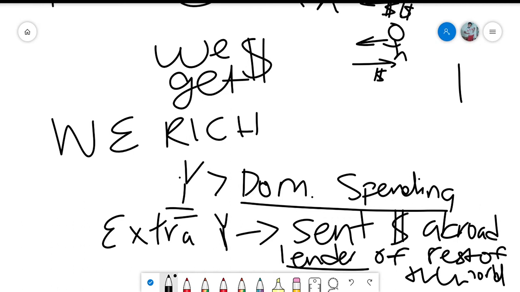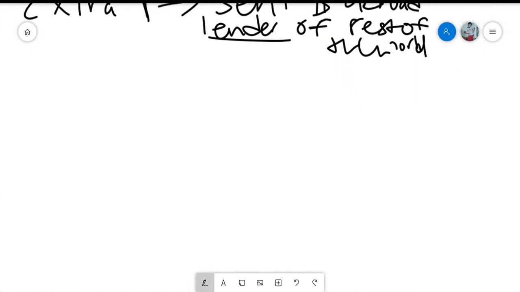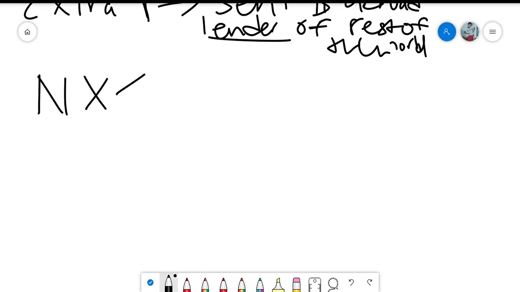Okay, my handwriting is horrible, but anyway, that's basically it. And the opposite occurs if our net exports is less than 0. So let's see what happens if our net exports is less than 0.